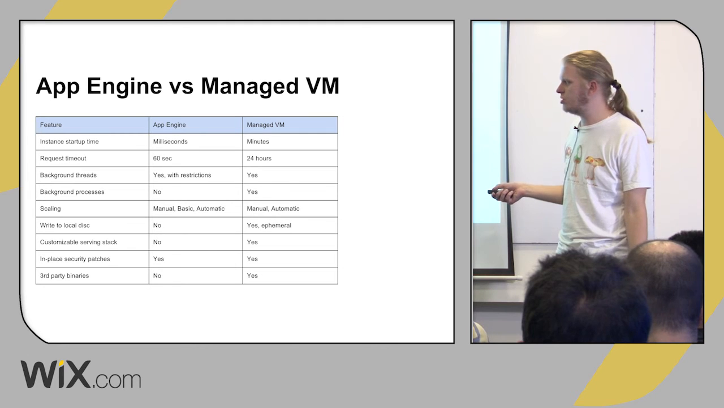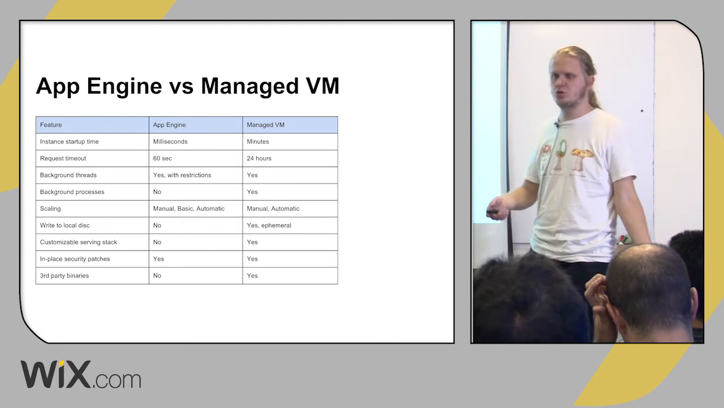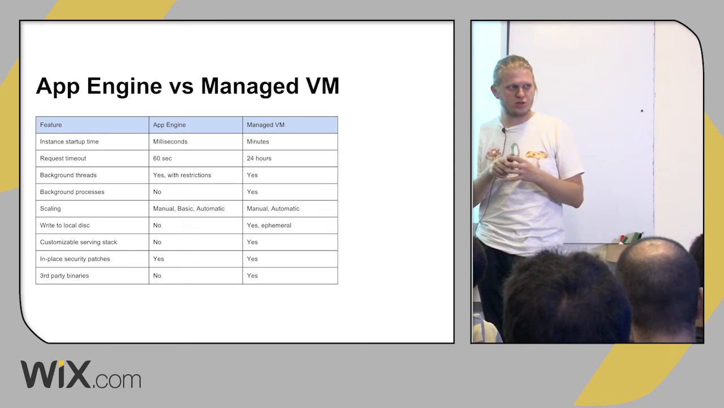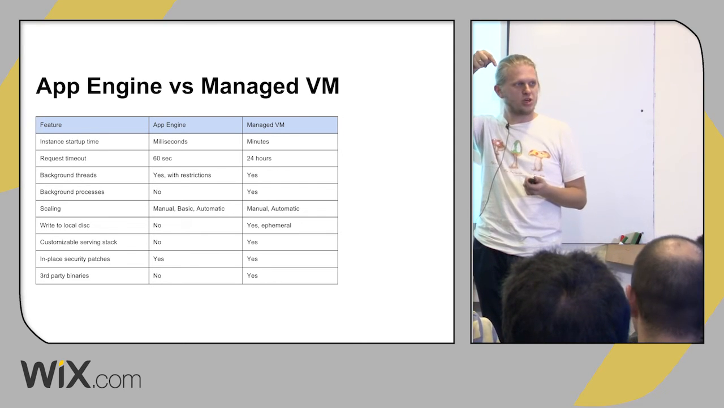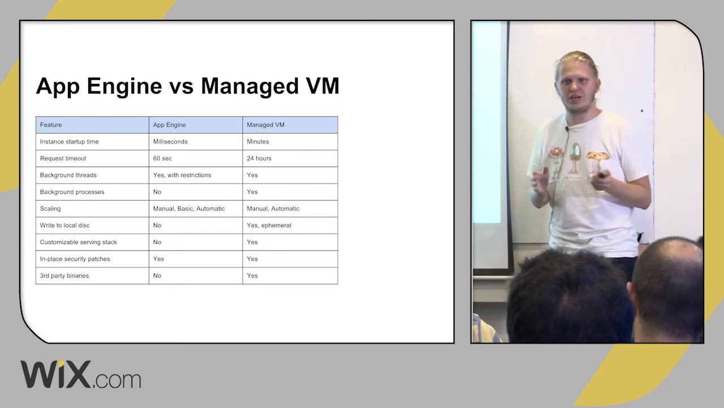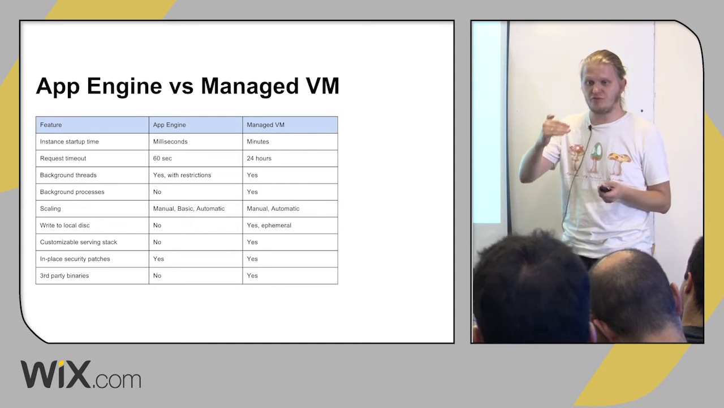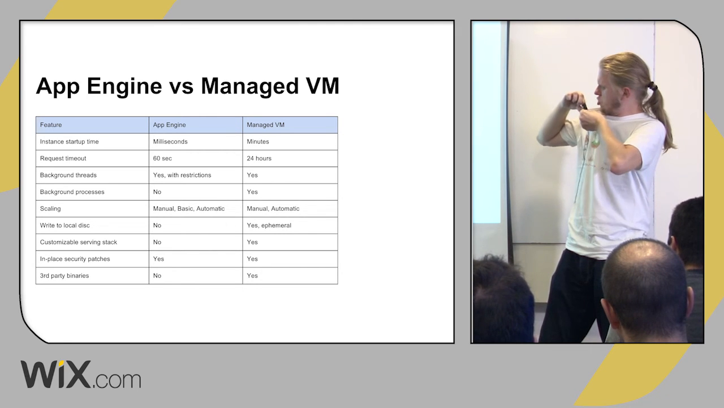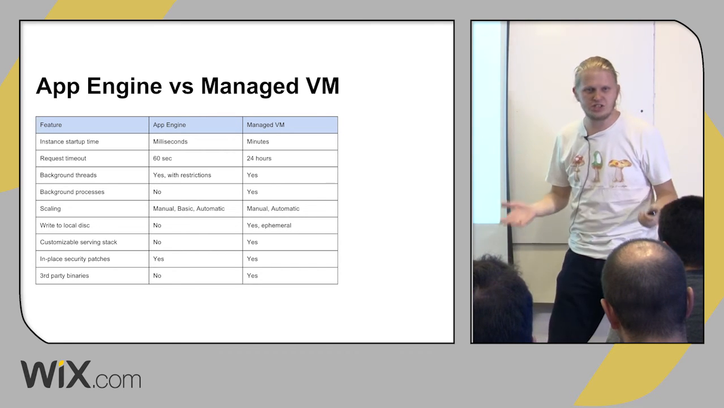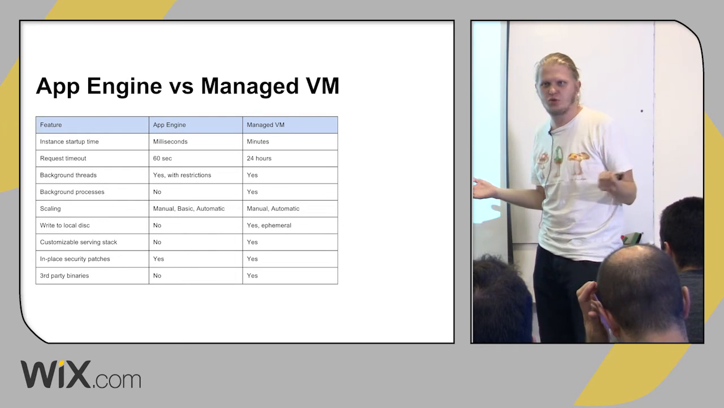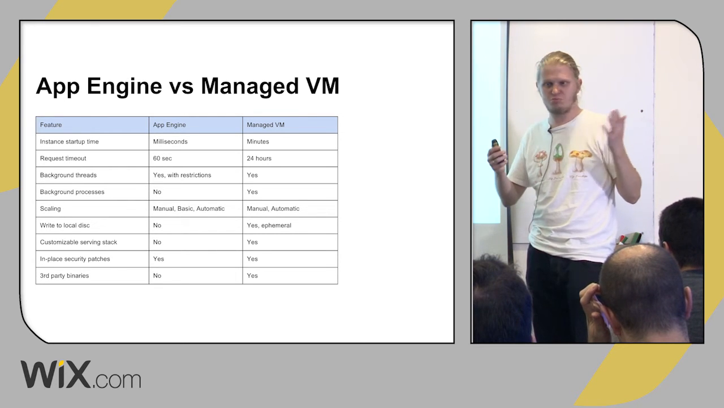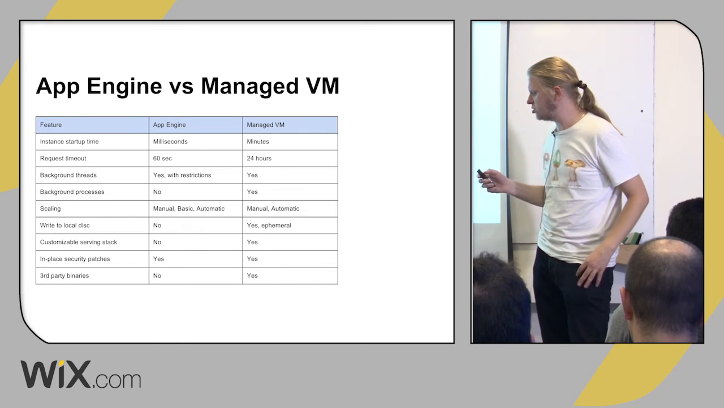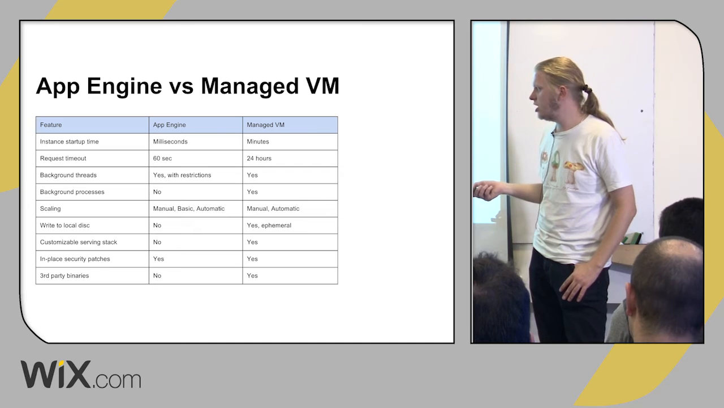You can have a customizable serving stack. What happens on Google App Engine, you give the code, it runs inside their runtime and they serve HTTP. So you don't control anything on the level above your callbacks. While on managed VMs, as I told you, you can run any stack. You can have your own web server. You can put Nginx. You can put caching there. You're free to choose your weapons.